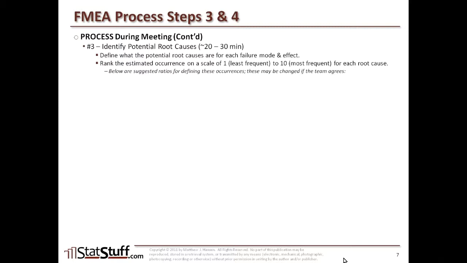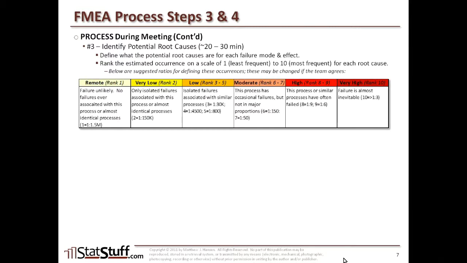So as we had before, here's a suggestion of how we can define this on a scale of 1 to 10. What we might call remote, that is giving it a ranking of 1, this is where the failure is unlikely. No failures ever associated with this process, or almost identical processes. So it might be 1 out of 1.5 million occurrences.